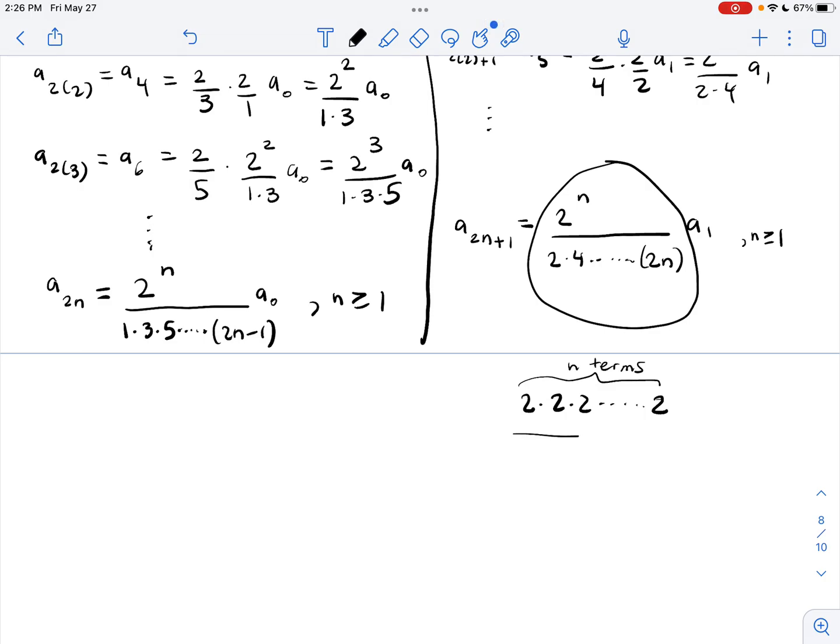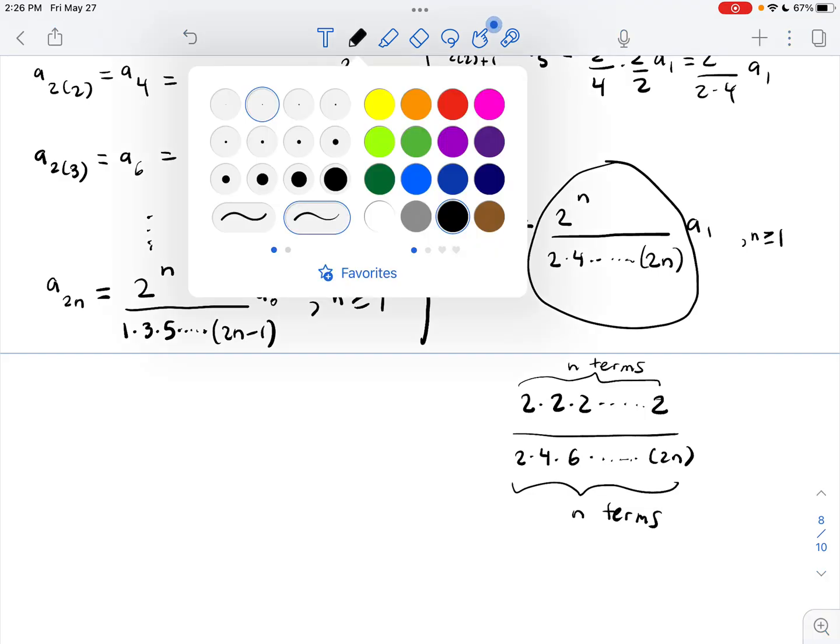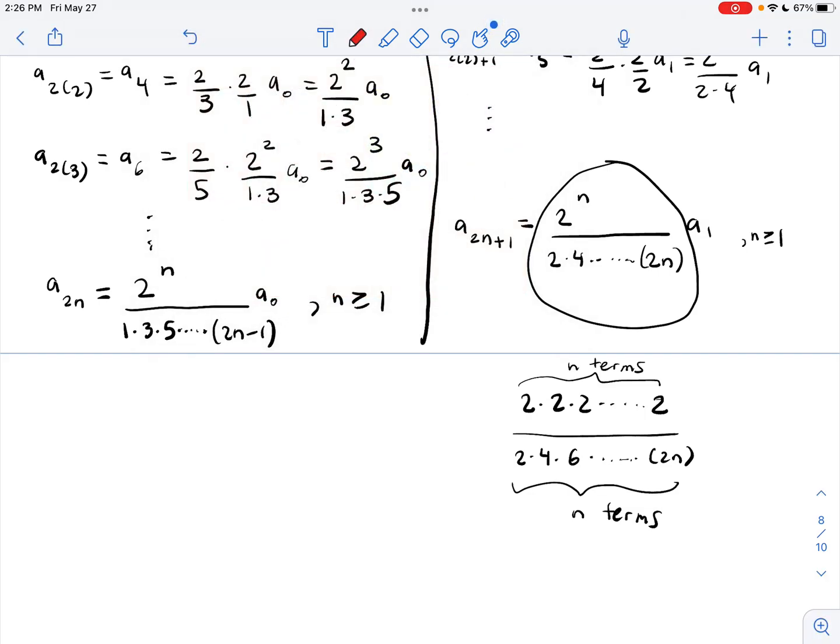There's n terms there. And I want you to look at the bottom. The bottom is 2 times 4 times 6, and the last one is 2n, right? And we have also n terms there. Now here's the thing I want you to realize. I'm going to use a different color for this. We can actually reduce this thing, right?